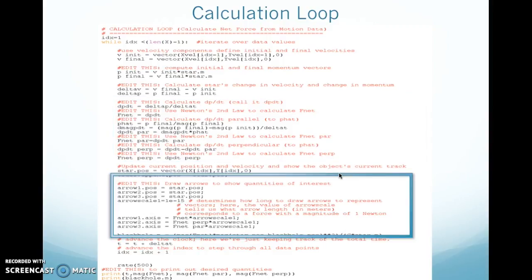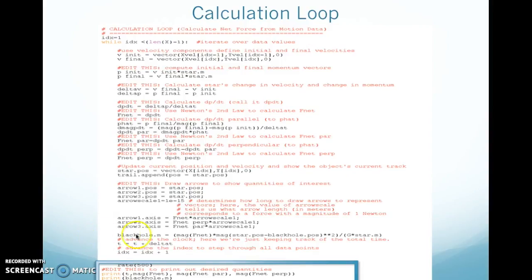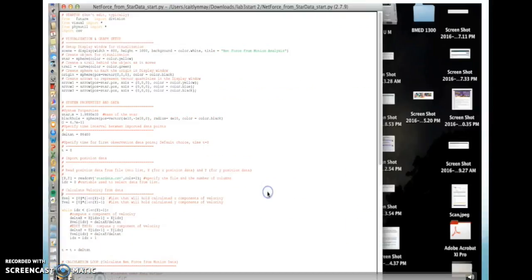Then we set up code to add arrows into our model, which will show the parallel and perpendicular components of net force and total net force as the star is orbiting around the black hole. Finally, here I add in the equation for the universal law of gravitation that has been manipulated to find the mass of the black hole into my code using values from my loop. I then have the model print out the value for the mass of the black hole after running my model. Now I am going to run my code.